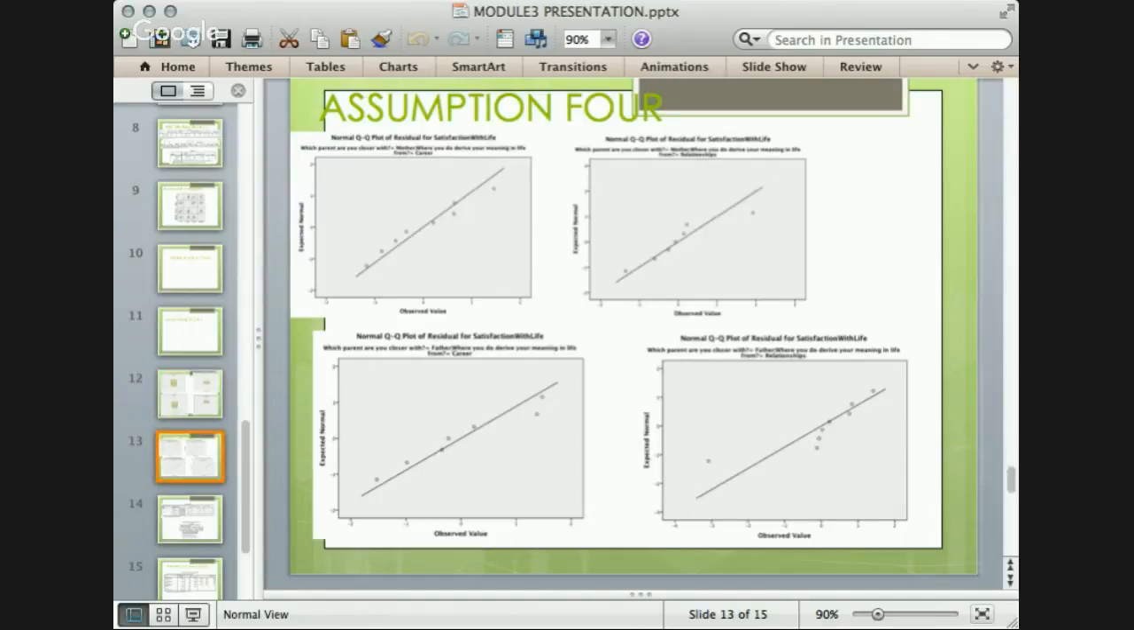For assumption 4, your dependent variable, your residuals, should be approximately normally distributed for each cell of the design. So we would check this with our QQ plots. And they look to be pretty close to that line of best fit. So that's really good. The purpose of a QQ plot is to test for the normality of data. And it's along the line of best fit, so that seems pretty good.